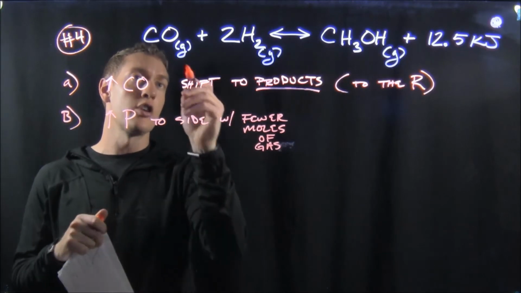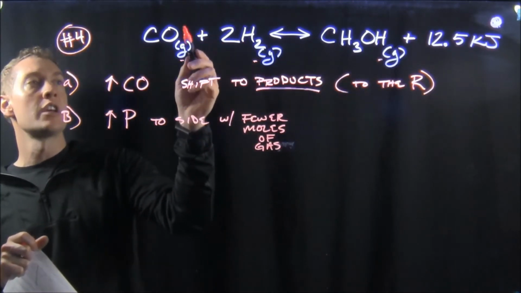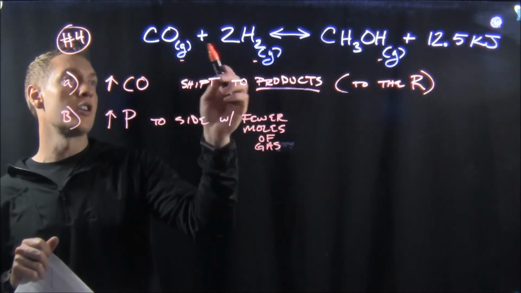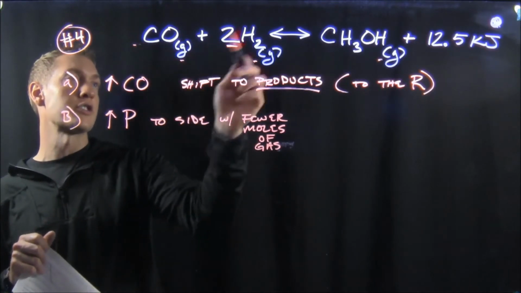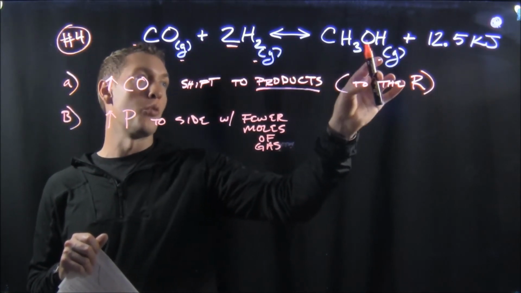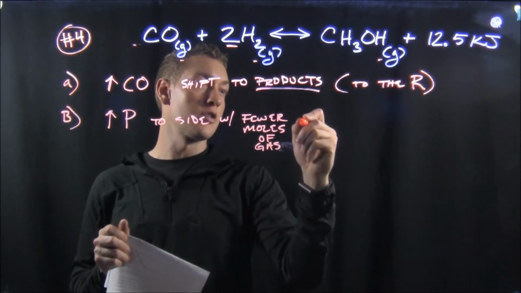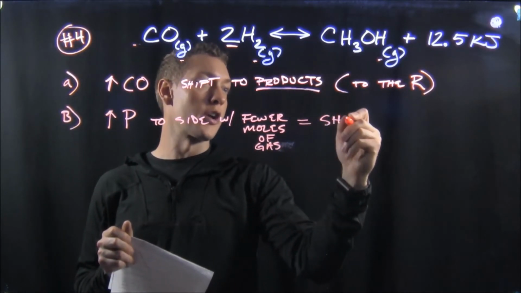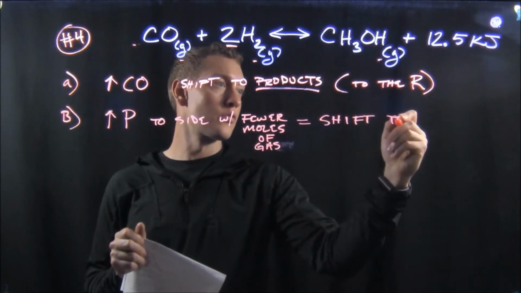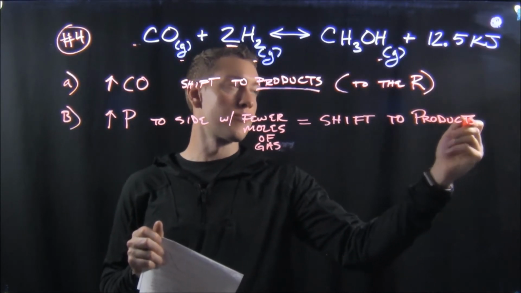So then I need to look. All of these reactants and products are gaseous substances. That means on the reactant side, we have 2 moles, 1 mole, that's 3 moles of gas on the reactant side, and you have 1 mole of gas on the product side. So increasing the pressure is going to shift it to the products. Or to the right.